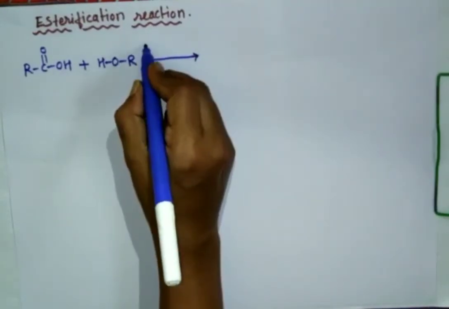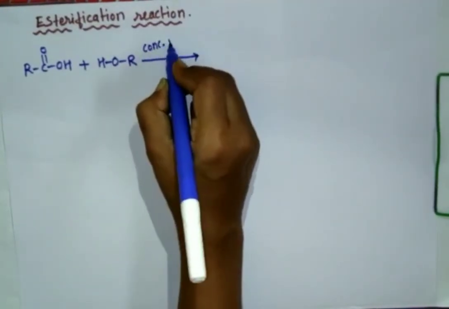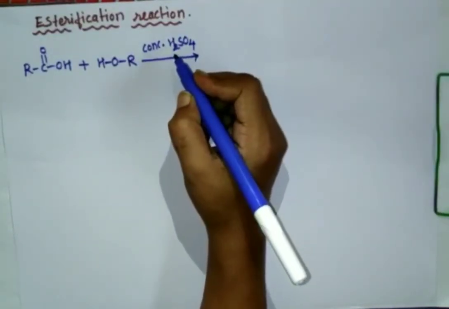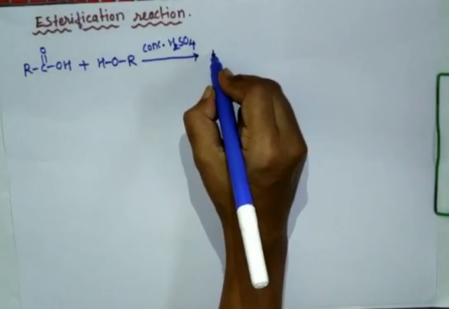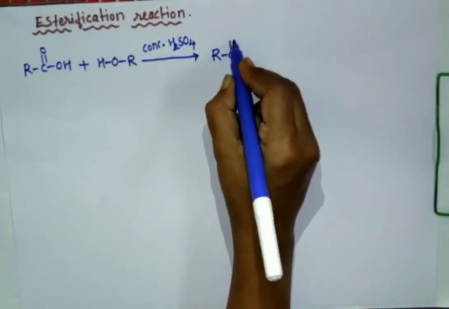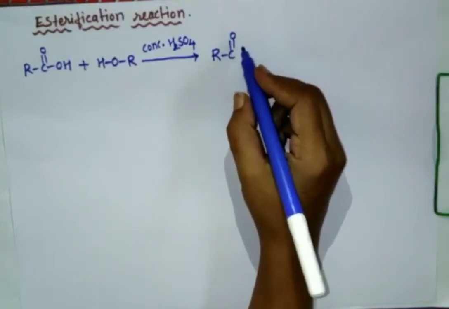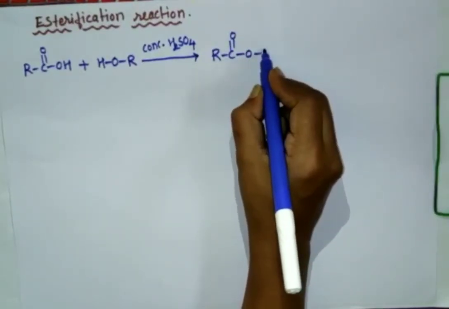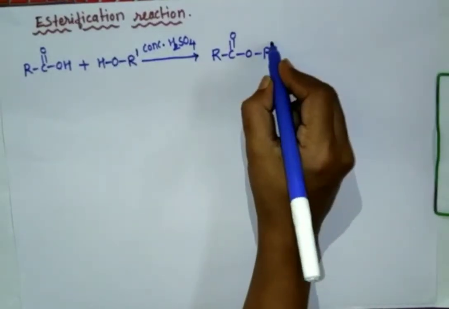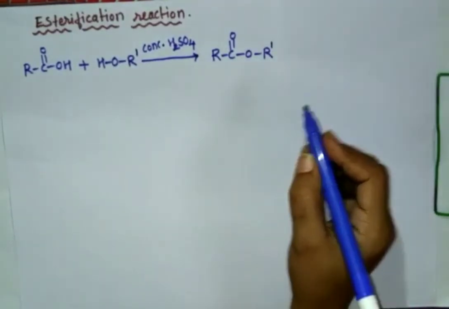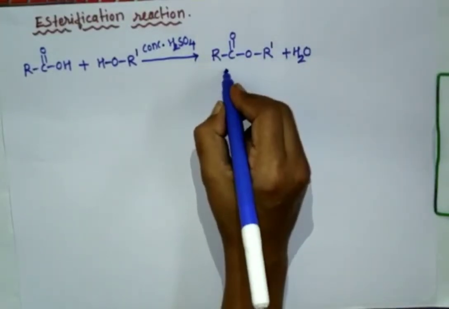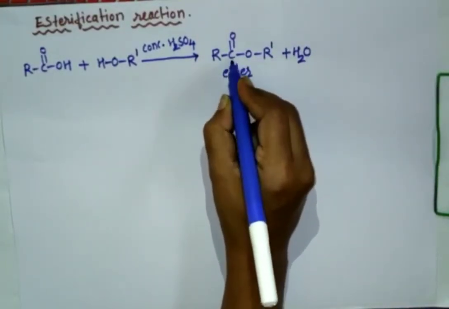of concentrated H2SO4, so sulfuric acid here acts as a dehydrating agent, meaning there is a loss of a water molecule. It removes a water molecule and it forms ester. So if these R groups, alkyl groups, are different, we will get this ester and one mole of water. This is the general reaction. So this is the ester formation.